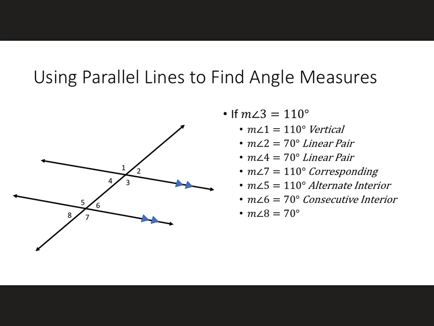All right, here is just a neater version of what I wrote on the previous slide, and it has the reasons why each of them have the measurement that I gave them. So measure of angle 1 is a vertical angle to measure of angle 3. 2 and 4 are both linear pairs to angle 3. Angle 7 corresponds with angle 3, and the lines are parallel, so those are going to be congruent. Angle 5 is an alternate interior angle to angle 3, so they're also congruent. Angle 6 is a consecutive interior angle, so they're supplementary. That's why it has the 70 degrees.